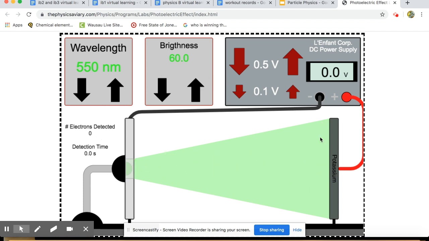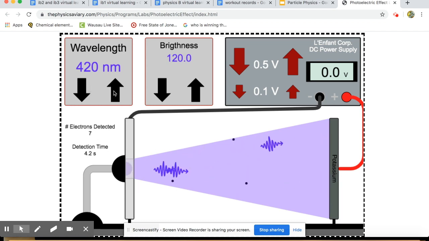Now, if you notice, there are no electrons being emitted from this potassium material. I'm shining some green light on it, and even if I make the green light really, really bright, no electrons are able to leave because this is not a high enough frequency or energy light. But if I lower that wavelength to violet light, now we're noticing, hey, we're getting some electrons.